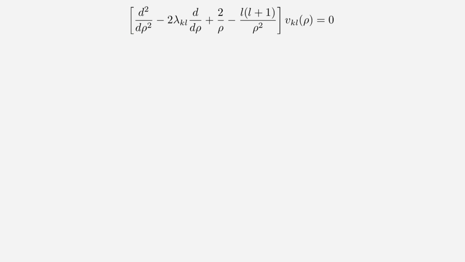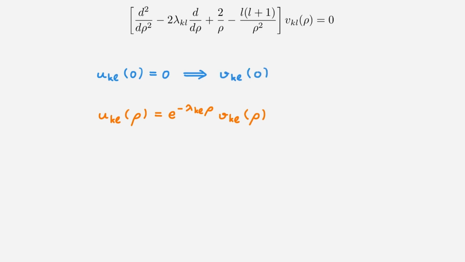But we need an extra ingredient. Remember that we had a boundary condition for the function u such that it vanishes at the origin. As u and v are related by this expression, we can straight away conclude that we get an analogous boundary condition for v.